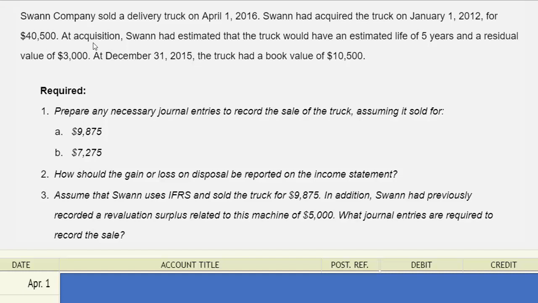Okay? So at the acquisition time, Swan had estimated that the truck would have an estimated life of 5 years and a residual value of $3,000. Now, at December 31st, 2015, the truck had a book value of $10,500. So what I'm going to do is illustrate requirement 1A. We're going to prepare the necessary journal entries to record the sale of the truck, assuming it sold for $9,875.